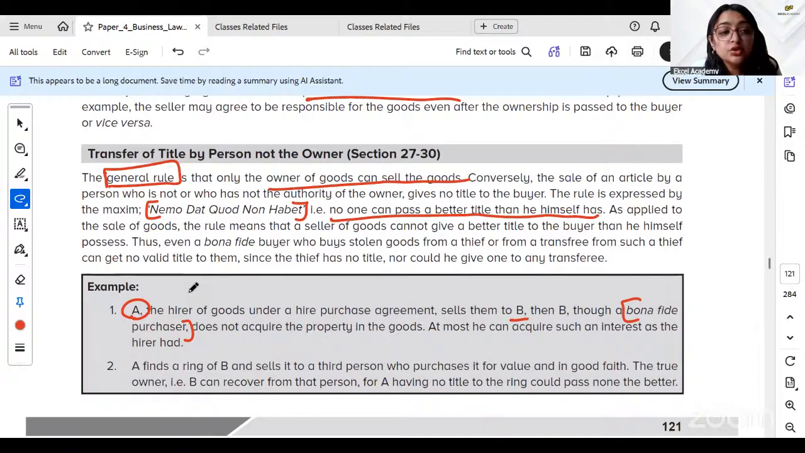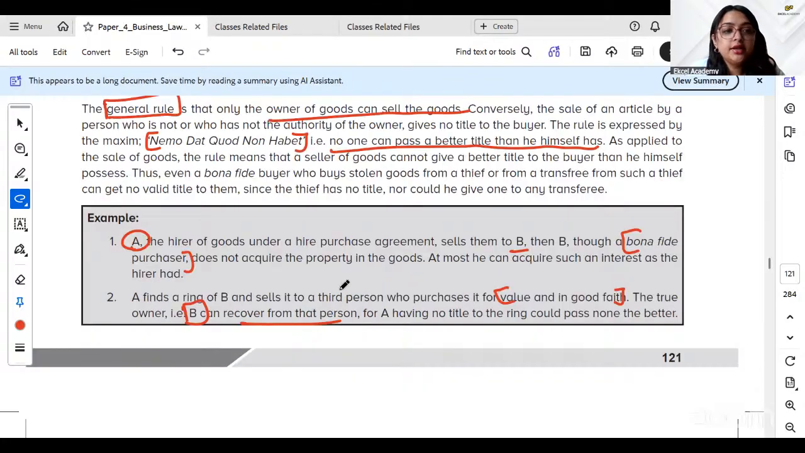Someone who has purchased in good faith does not acquire the property in the goods, even though they purchased in good faith. For example, A finds a ring of B and sells it to a third person who purchases it for value and in good faith. But even though that person has purchased in good faith, the original owner, that is B, can recover it from that person.